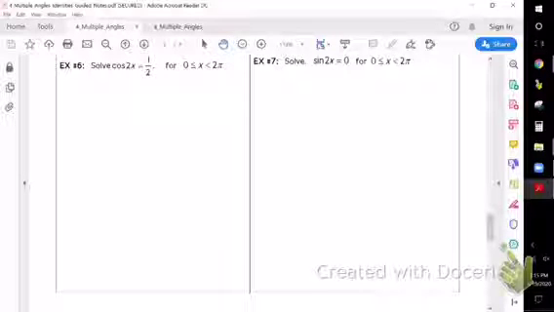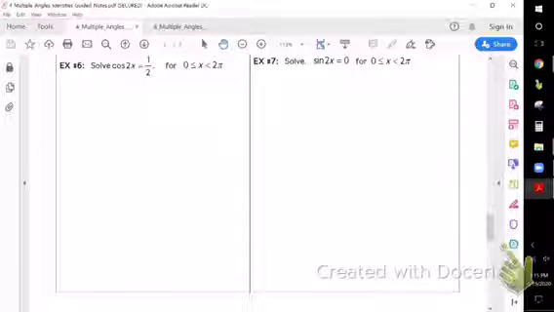Okay, example 6. It wants us to solve that cosine of 2x is equal to 1/2 for 0 is less than or equal to x less than 2 pi. Alright, so first we're going to solve this just for where cosine of 2x is equal to 1/2 in general, and then we'll be specific from 0 to 2 pi.